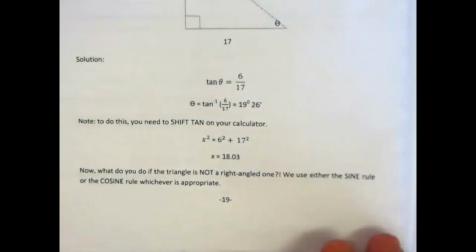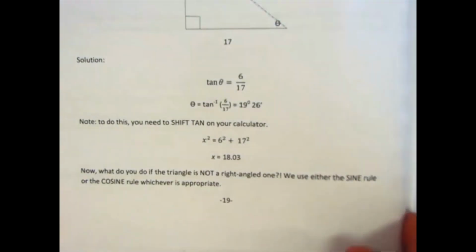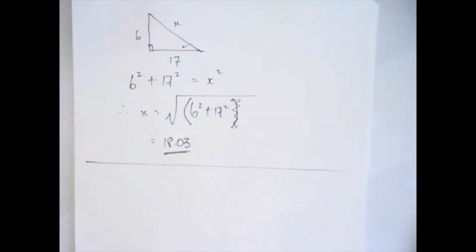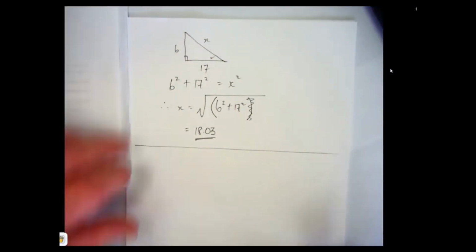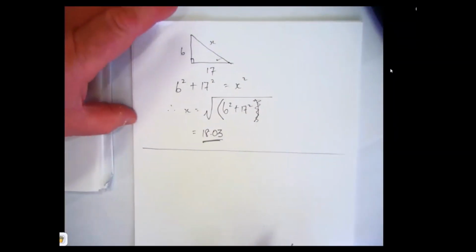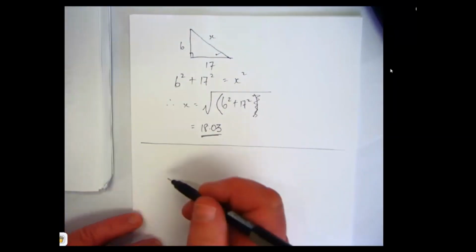So we can use either the sine rule or the cosine rule, whichever is appropriate. Now, the sine rule, people take to that very quickly. The reason why is not hard to see. The sine rule says this.